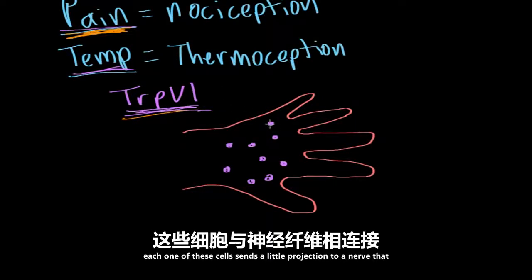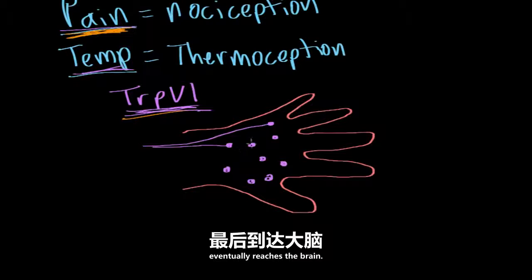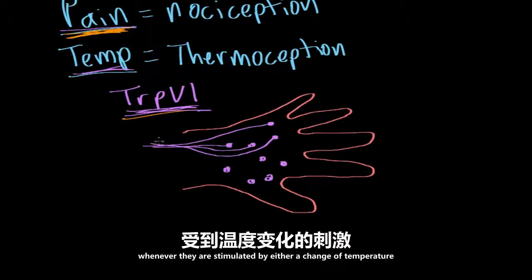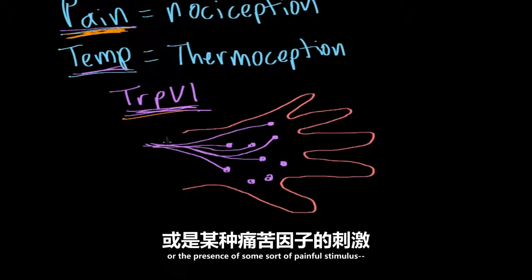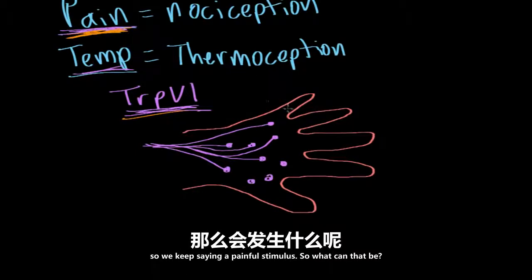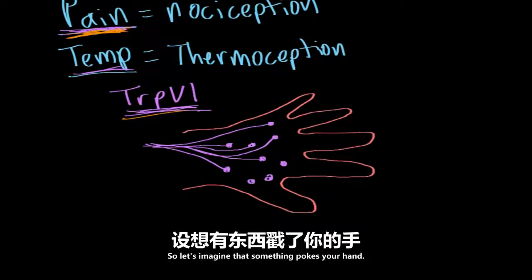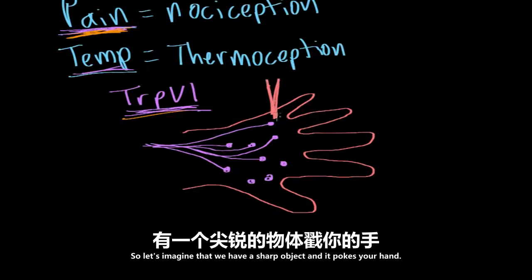So let's imagine that each one of these cells sends a little projection to a nerve that eventually reaches the brain. So these cells, whenever they are stimulated by either a change in temperature or the presence of some sort of painful stimulus, so we keep saying a painful stimulus, so what can that be? So let's imagine that something pokes your hand. So let's imagine that we have a sharp object and it pokes your hand.